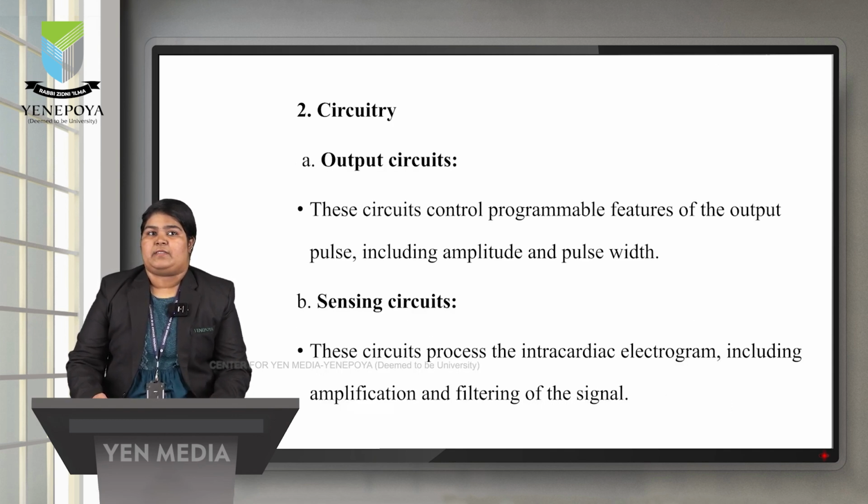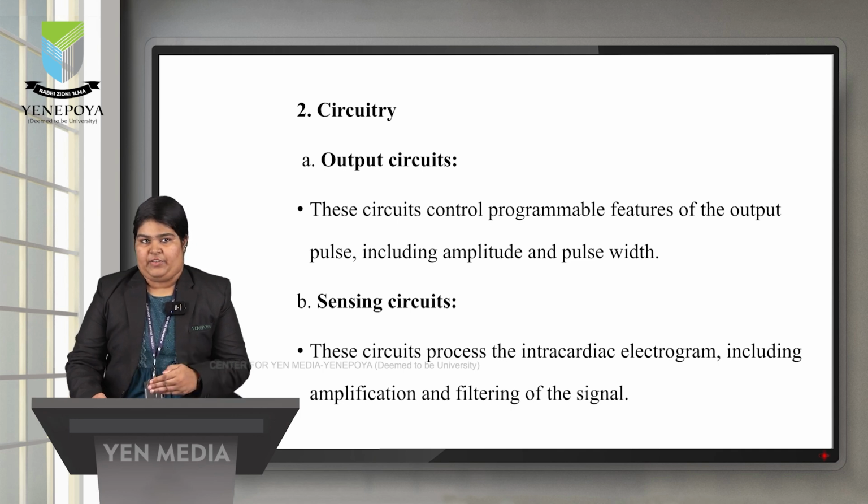The first component is the output circuit. The output circuit has the programmable feature of the output pulse, including the amplitude and the pulse width. So whatever impulse we generate through the sensing electrodes and the stimulating electrodes will be delivered as an output, represented in the form of amplitude and pulse width.